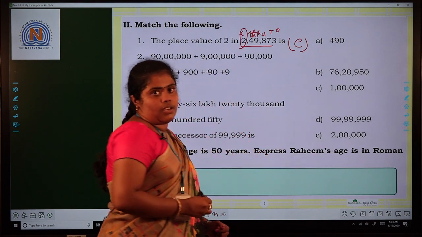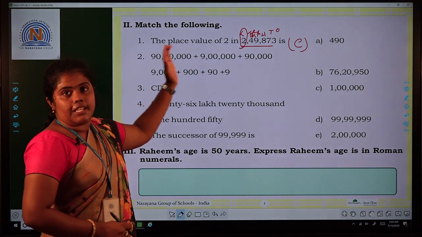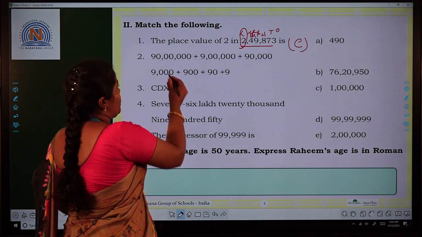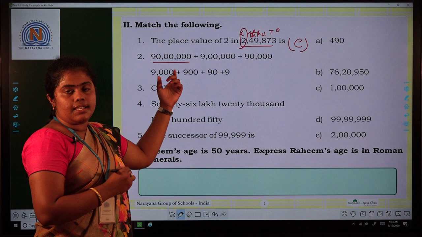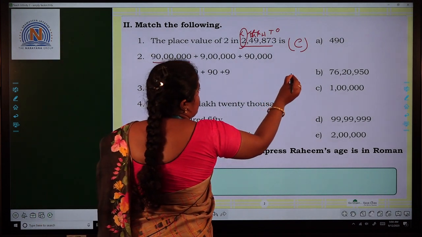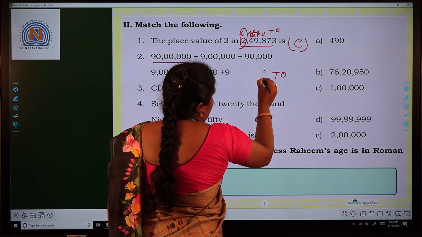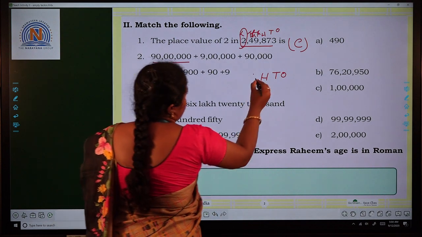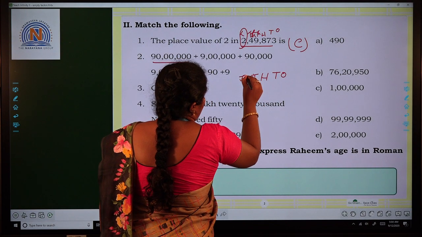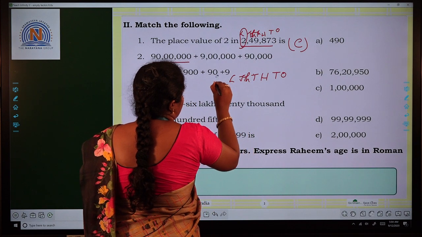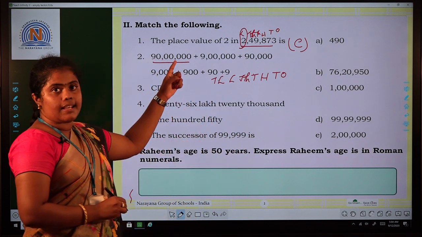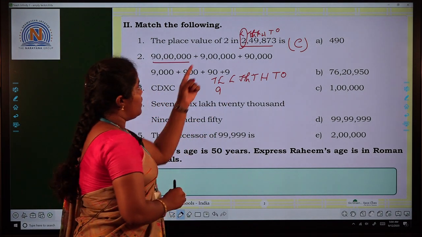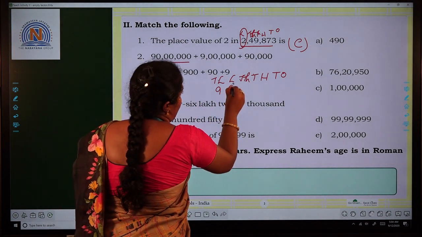Otherwise you have to do the matching. Next, they have given one expanded form, we have to write in standard form or short form. They have given the first expanded form number, 90 lakhs. So write the places: ones, tens, hundreds, thousands, ten thousands, lakhs, 10 lakhs. Given 90 lakhs, it means 9 we have to write in 10 lakhs place. Next, 9 lakhs. Mention 9 in lakhs place.